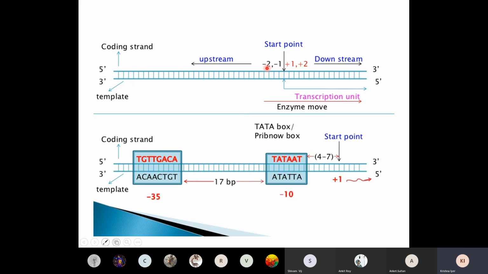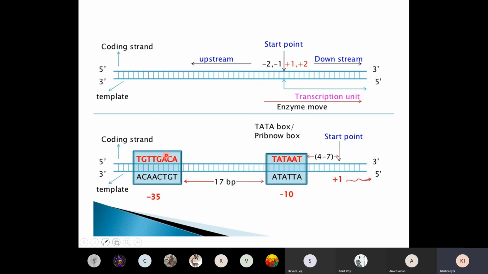Using that convention, you have to realize now that the TATA box or the Pribnow box, or the TTGACA sequence or -35 region, are all upstream. They are all upstream from the initiation start point. This one is about 10 upstream and this is about 35 upstream.